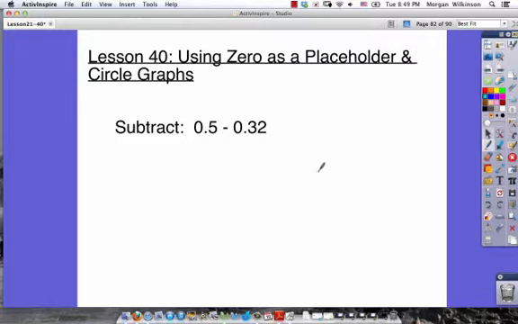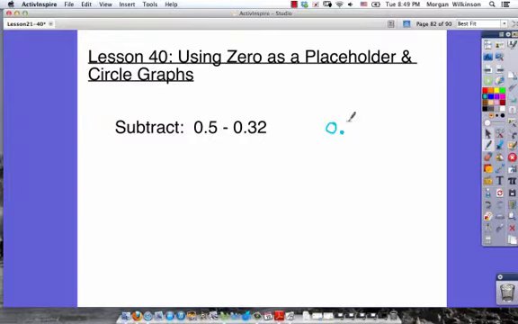Lesson 40 is about using 0 as a placeholder in decimals. Now the first problem that we have is to subtract 0.5 minus 0.32. We know when we're subtracting decimals we've got to line up our digits by their place value, and we're going to do that vertically. So let's go ahead and do that on the side.